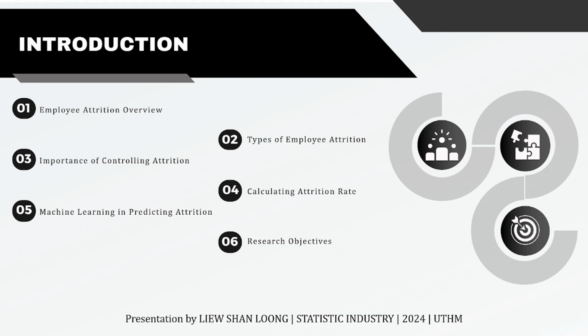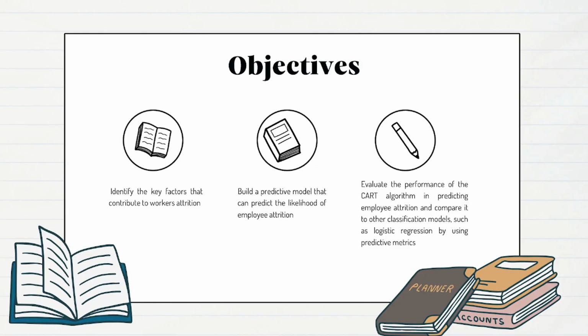So managing attrition is crucial since the company invests in hiring and training. We can calculate the attrition rate by dividing the number of employee exits by the average number of employees in a specific period. In the realm of artificial intelligence (AI), machine learning assumes a pivotal role, particularly in predicting employee attrition. And this is our research objective, which is to identify the key factors that contribute to workers' attrition, build a predictive model that can predict the likelihood of employee attrition, and evaluate the performance of CRT compared to LR by performance metrics.